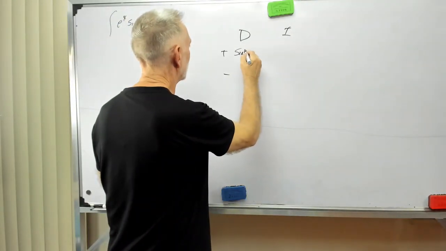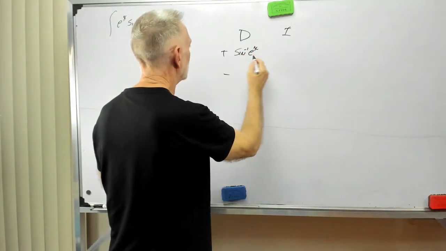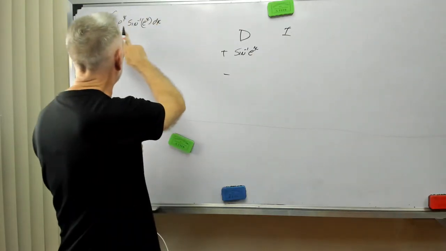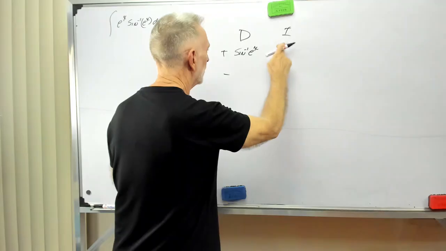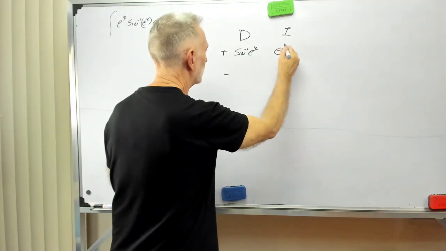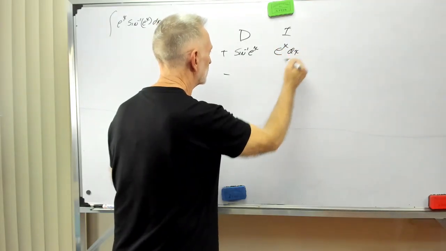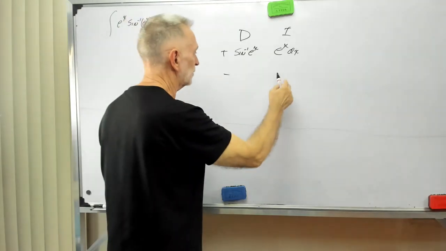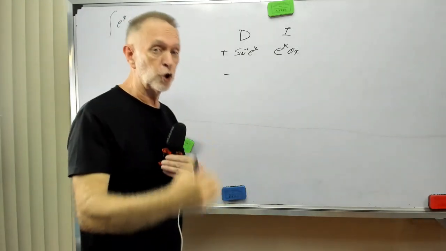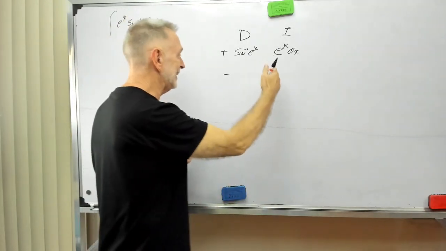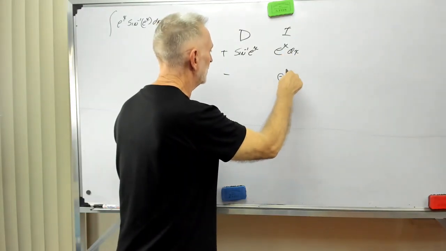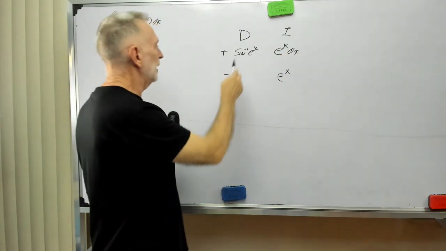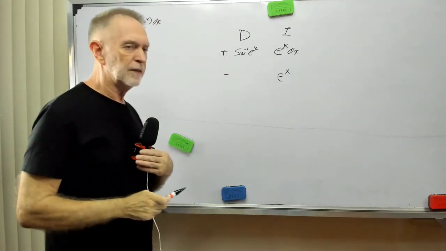So sine inverse e to the x, I'm going to differentiate that, and I'm integrating e to the x dx. Okay, so the integral of e to the x dx, like the integral of e to the u du, is e to the u. So the integral is e to the x. Now, sine inverse e to the x.